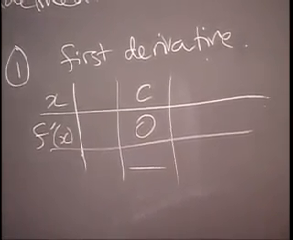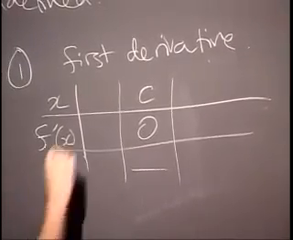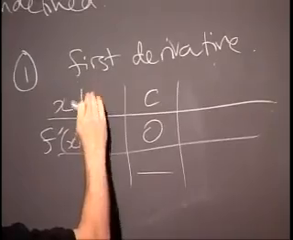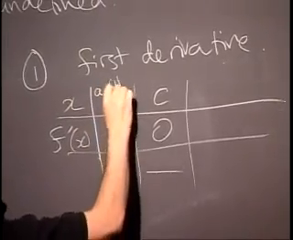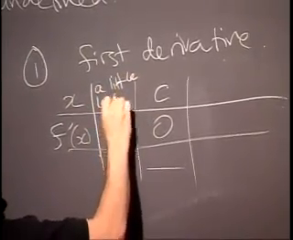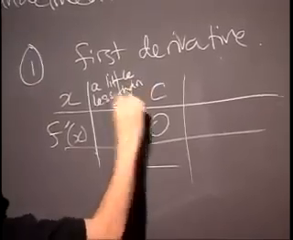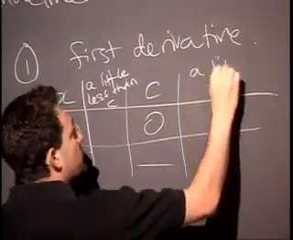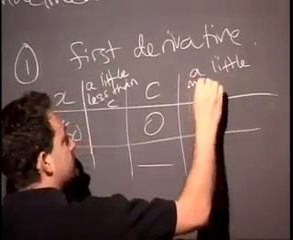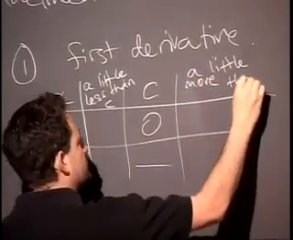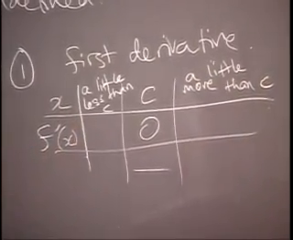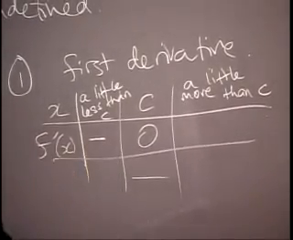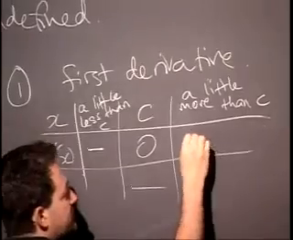Now the question is, what if we go a little bit to the left of c, a little bit less than c? So I don't know how to squish it in. Maybe I can write a little less than c. And also check out what happens a little more than c. Okay, suppose that, say, the derivative happens to be negative here. So there's a minus sign, but positive here.